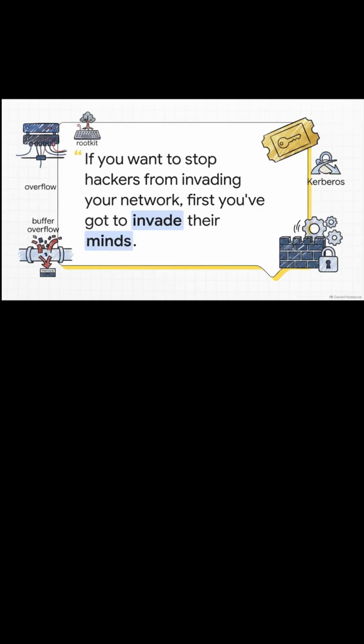As we finish up this explainer, I really want to leave you with this core philosophy from the EC-Council. If you want to stop hackers from invading your network, first you've got to invade their minds. We don't learn these aggressive, offensive techniques, the rootkits, the buffer overflows, the golden tickets, to cause trouble. We learn them because mastering the offensive mindset is the single most proven way to build a fortress against it.